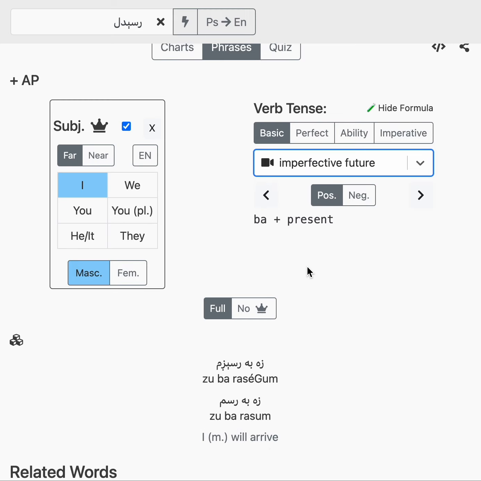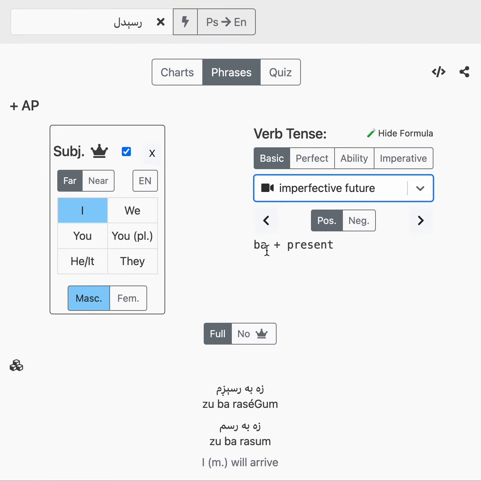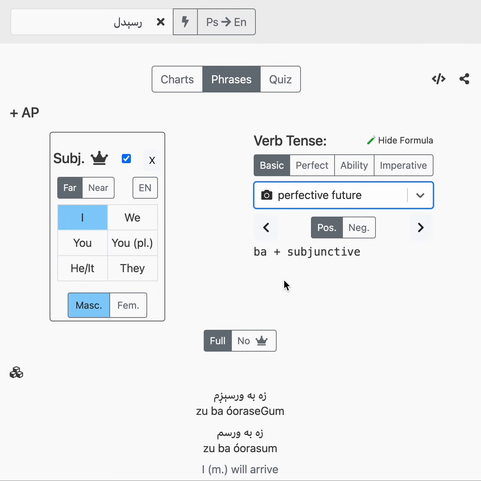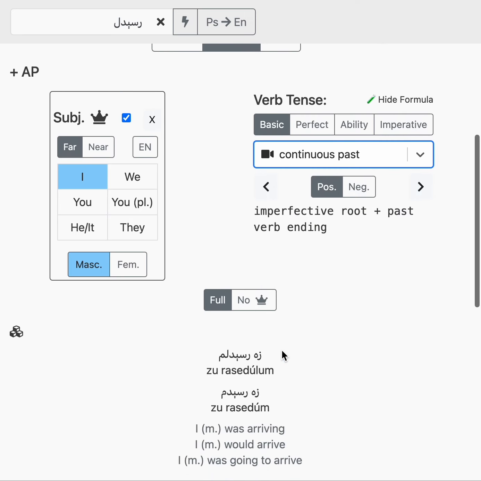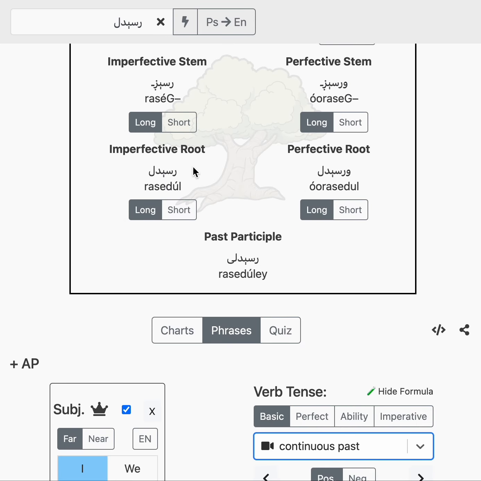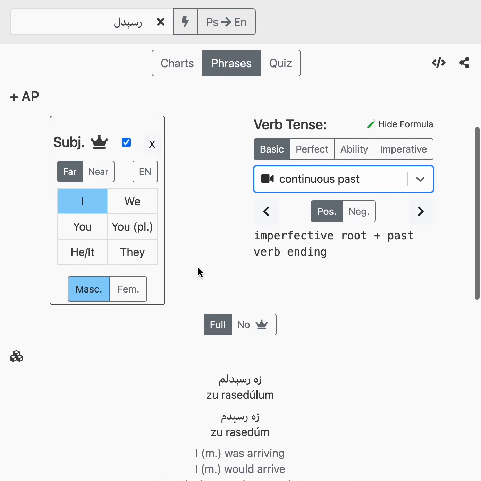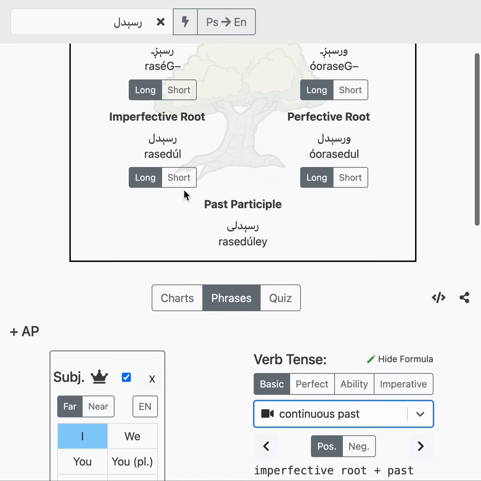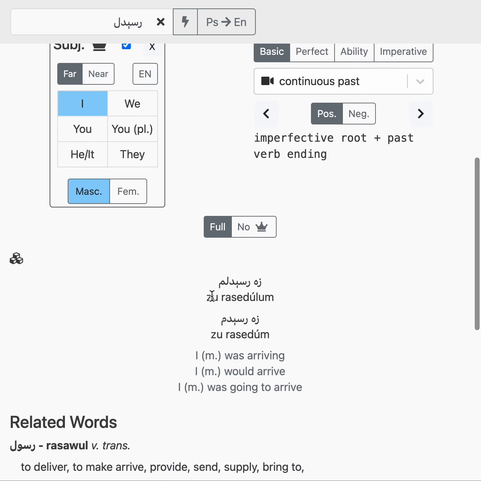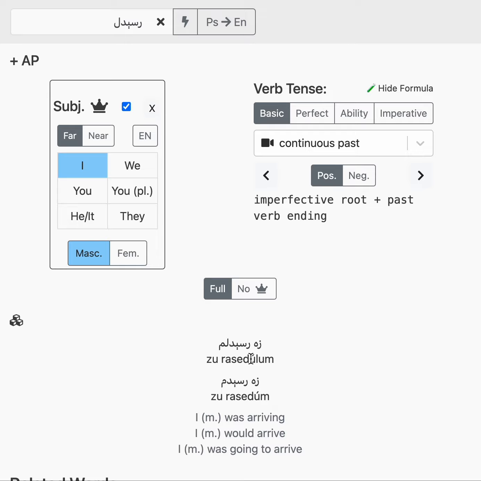If we talk about the imperfective future, zabarasigam, that's the present form with a ba added on the end. The perfective future is the subjunctive with a ba added on, zabawurasigam, like that. Continuous past is zarasidalam. So now we're using the imperfective root and the past verb ending. So now we're using this part, rasidal. Zarasidalam, and you can use the long form or the short form. So here's rasidal or just rasid. So zarasidam or zarasidalam, like that.